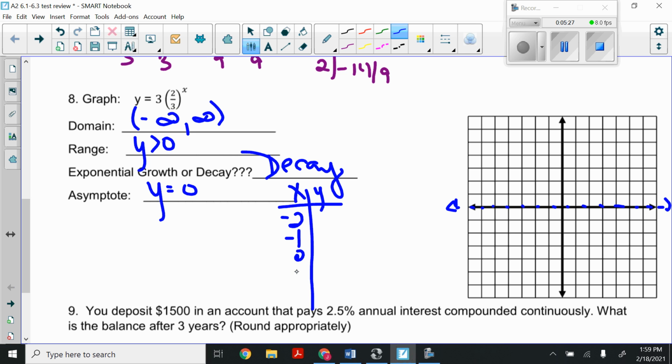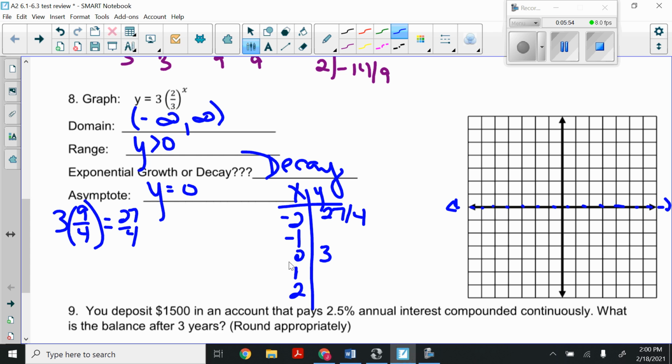-2, -1, 0, 1, and 2. Again, the 0 is the easy one to plug in. 2/3 to the 0 power is 1. 1 times 3 is 3. I plug in -2. I have to flip 3 halves and square it. So then I have 3 times 9/4, which is 27/4. So this is 27/4.